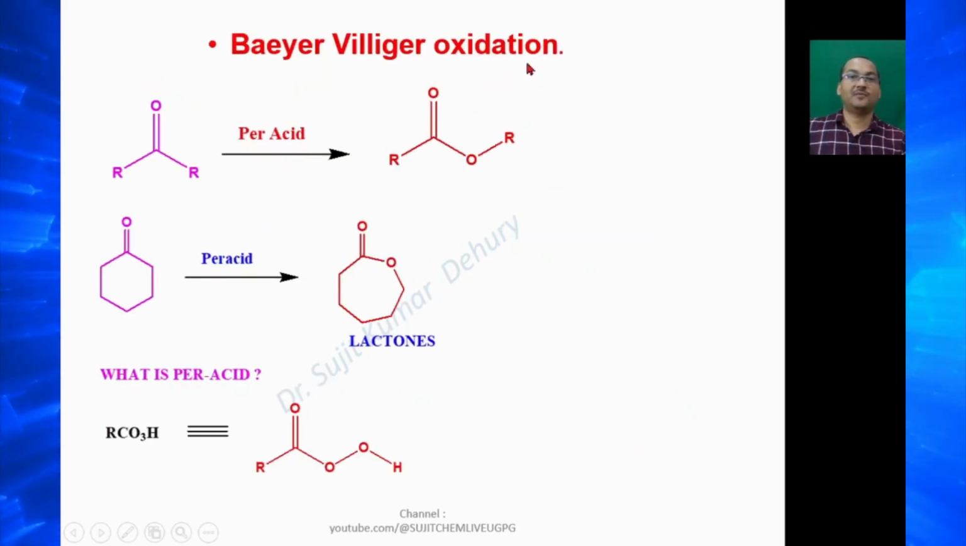Next is Baeyer-Villiger oxidation. If you start with the ketone and react with peracid, you will end up with ester. Similarly, cyclohexanone reacts with peracid, you will get lactone. This is cyclic ester. Now the question arises, what is peracid? The peracid formula is RCO3H. This is the structure R C double bond O OOH.